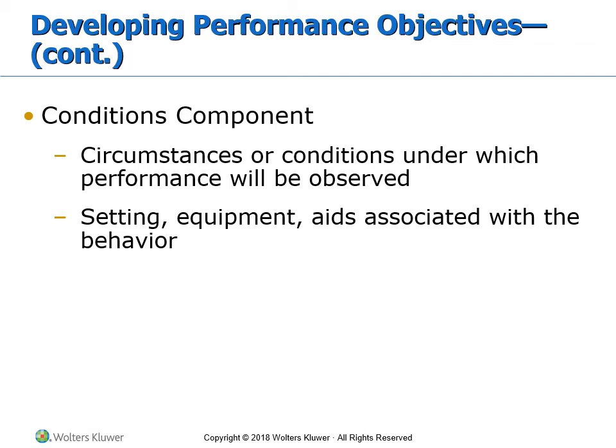The conditions component, so these are circumstances or conditions under which the performance will be observed, including things such as setting, equipment, and aids associated with the behavior. So for example, if somebody's reading a food label, they would actually have to be able to look at labels in the grocery store, where they're actually making the food choices, or in the restaurant, or for example, if you're having to do CPR, it's under a specific time frame.